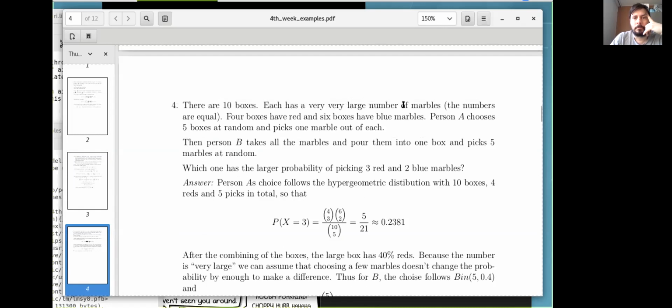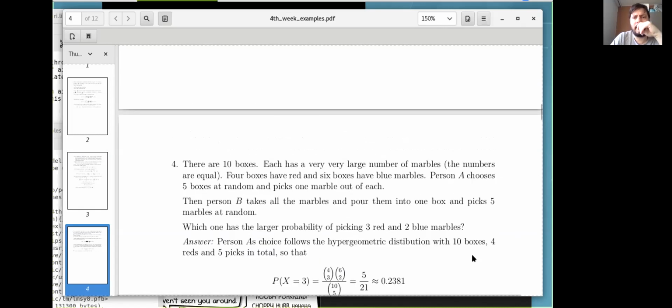Number 4. We have 10 boxes. Each has a very, very large number of marbles. The numbers are equal. So let's say that they have 1,000 marbles each, or 10,000 even, very large. Large enough so that when you pick one, you don't notice any real difference. Four out of these 10 boxes have red marbles and 6 have blue marbles.